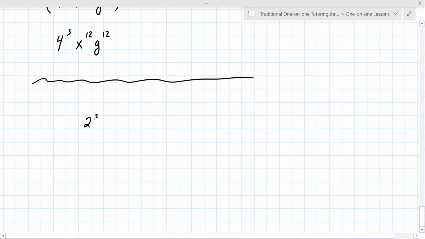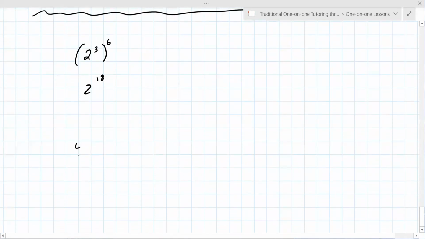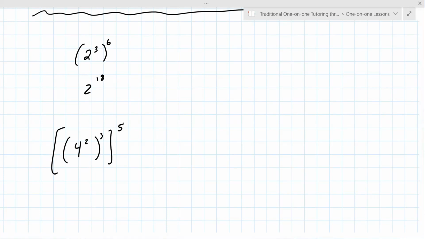So let's say it's 2 cubed to the power of 6. What does this equal? And just write down your answer, and then I'll write mine down. Good. 2 to the power of 18. Perfect. Okay. Now let's say it's 4 squared cubed to the 5th power. Shoot. 4 to the power of 30. That's right. Okay, let's do one more here.